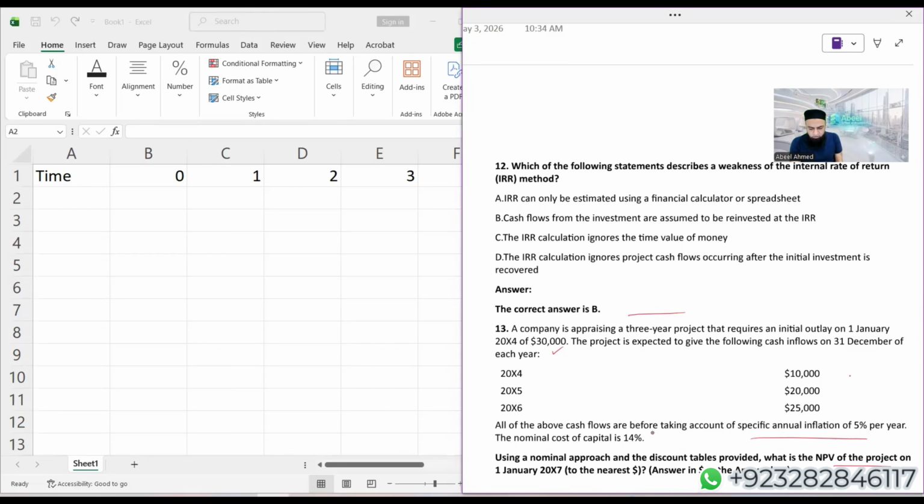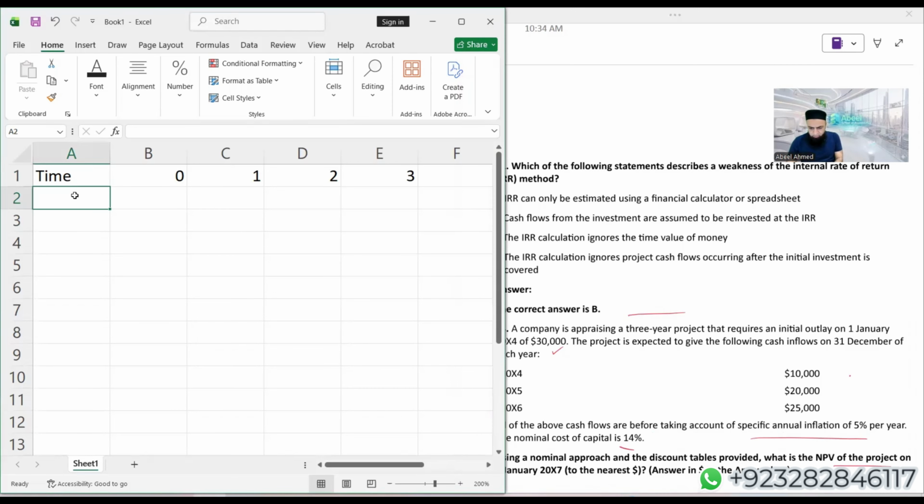Nominal WACC is 14%. Nominal WACC means with inflation. Using nominal approach and the discount rate, so they are categorically written. We will be working on nominal cash flows. So let's do it. Looks very simple. Initial investment. Sure, initial investment is minus 30,000.